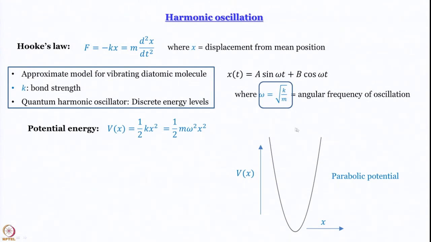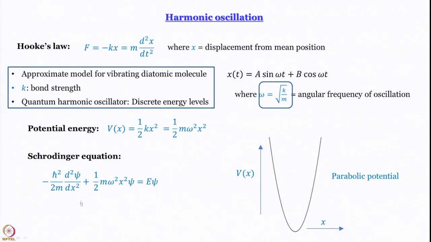So, for a harmonic oscillator, we know from classical mechanics itself that the potential energy is parabolic. So, what we do is we take this parabolic potential and plug it into the Schrodinger equation in place of V. The first term remains the same, the kinetic energy term. The potential energy term becomes half m omega square x square psi, equal to E psi.